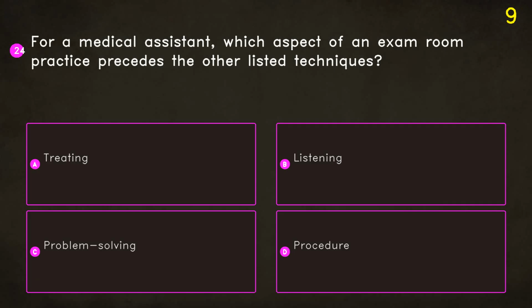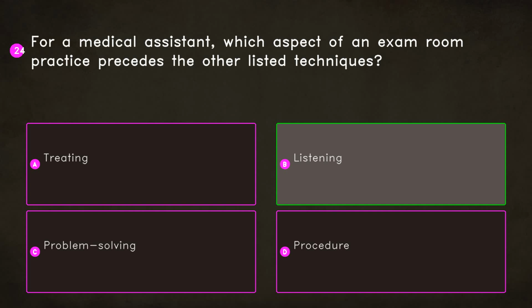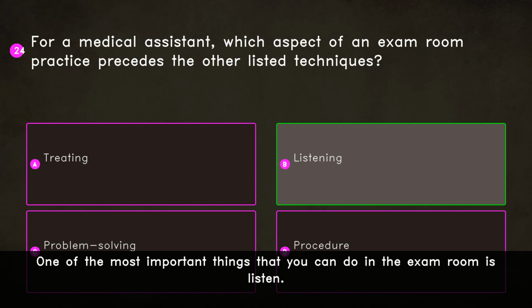Question 24. For a medical assistant, which aspect of exam room practice precedes the other listed techniques? A. Treating. B. Listening. C. Problem solving. D. A procedure. The correct answer is listening. One of the most important things that you can do in the exam room is listen.